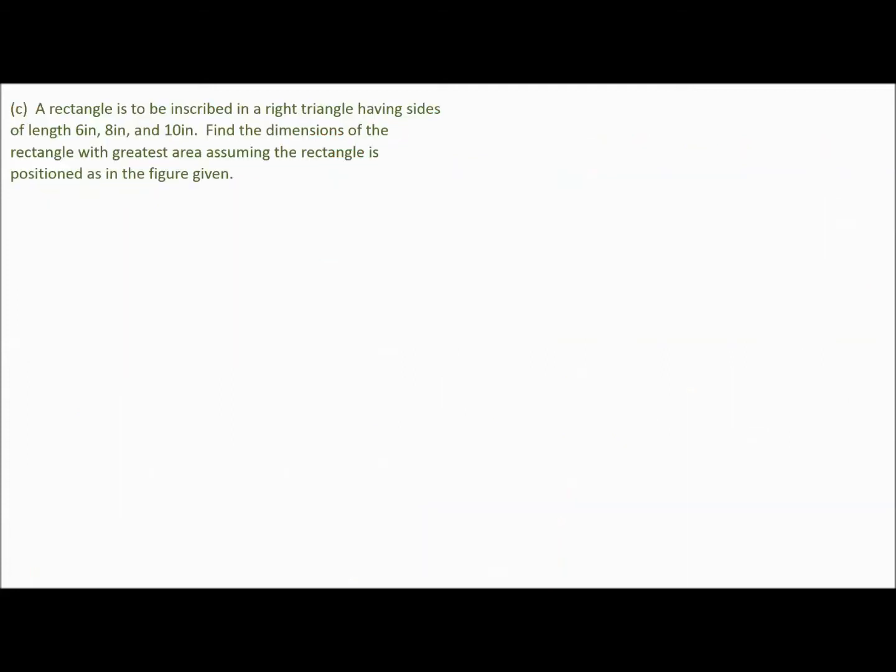All right, we've got another problem, question C. A rectangle is to be inscribed in a right triangle having sides of length 6 inches, 8 inches, and 10 inches. It says find the dimensions of the rectangle with greatest area, assuming that the rectangle is positioned in the figure. You almost have to be given a figure here to really follow what's going on.